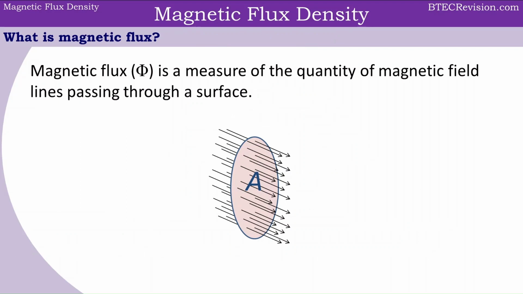Next, we can look at magnetic flux, which is a measure of the quantity of magnetic field lines passing through a surface. In this picture below, we have these lines representing the magnetic field, and they're going through an object which has a surface area A. The amount of these magnetic field lines going through this area is known as the magnetic flux. And the short form symbol for this is phi.